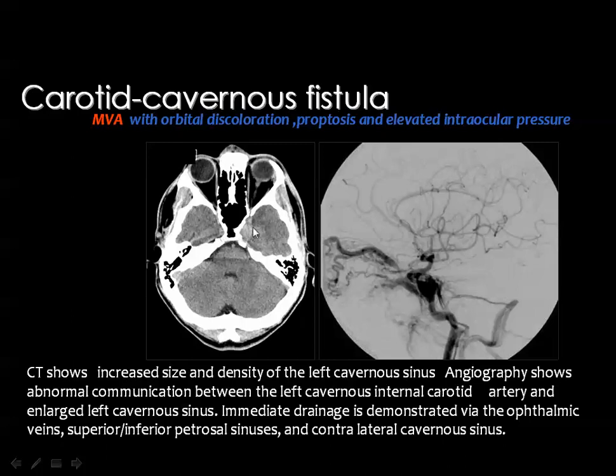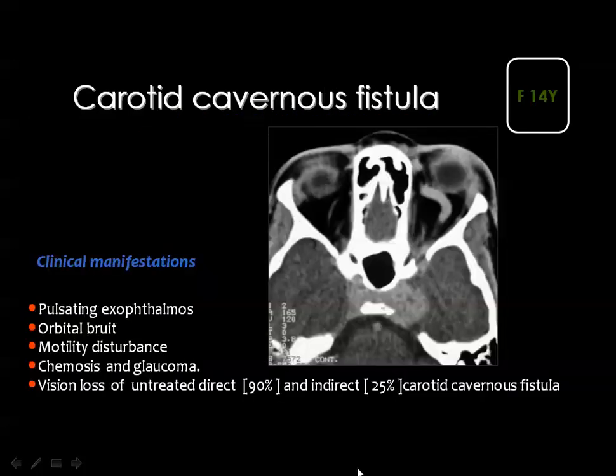Then here in the CT scan, you can see an enlarged left cavernous sinus with homogeneous CT density. In the angiogram, you see the sinus is dilated, containing flow, and the superior ophthalmic vein is considerably dilated. And here also you can see enlargement of the cavernous sinus on the left side with considerable dilatation of the superior ophthalmic vein compared to the normal superior ophthalmic vein on the opposite side.